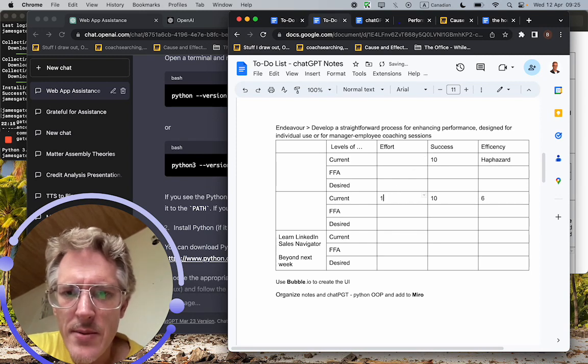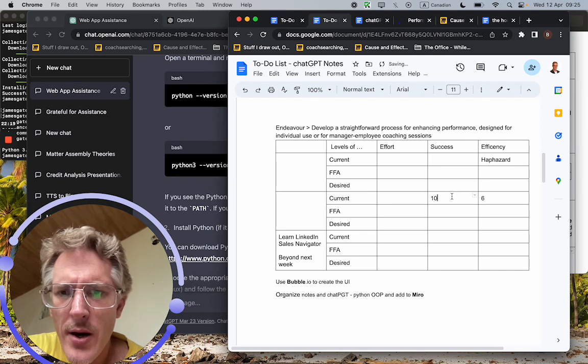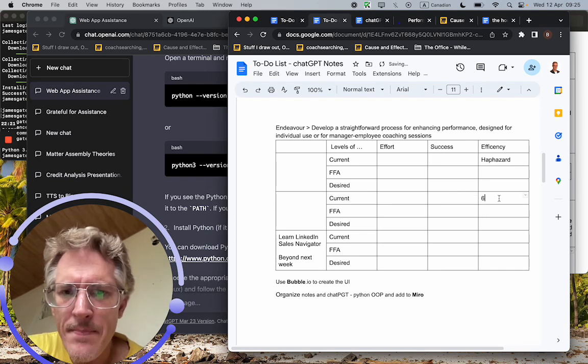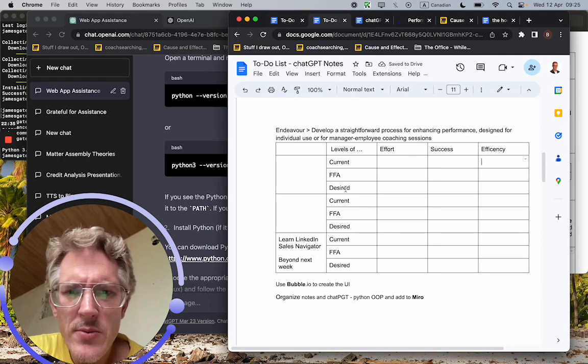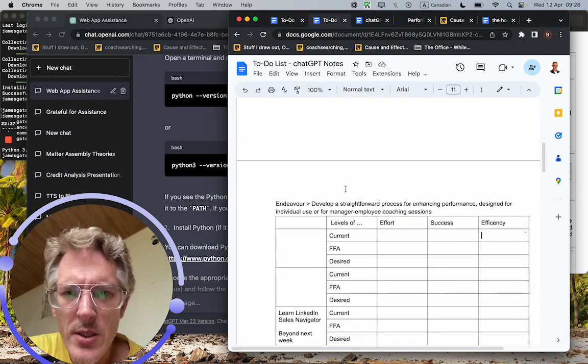And now the question is, what are the tasks we need to do today? All right, so the endeavor is the same. You can see: develop a straightforward process for enhancing performance, designed for individual use or for strategic employee coaching sessions. So let's remove that. Now let's go to this week, next week. Where's this week, next week?